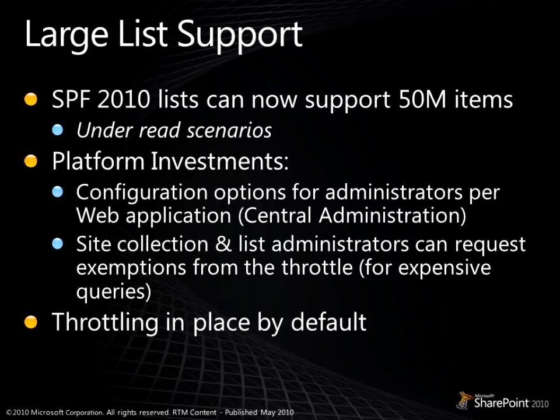There are two different types of exceptions. Throttled override lets a developer with sufficient permission write code that requests an override for the 5,000 to 20,000 items, which are the defaults. The default values are configurable at the web application level, and we can override these per query. In this case, the UI for the list will still function in the same way as it used to, using the 5,000 threshold. Site collection and list administrators can request exemptions from the throttle.